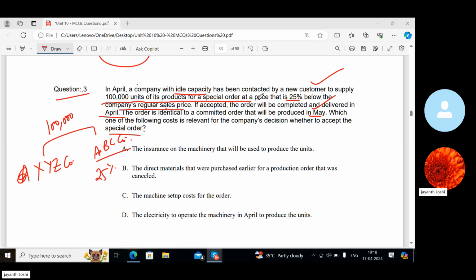So let's understand. See, insurance on machinery would not be relevant because this is a kind of committed cost. Whether you make an order or you don't make an order, insurance, however, you are going to pay. Every machinery that is purchased, for that insurance is already taken. So whether they are taking special orders or not, insurance, however, they are going to pay. This is not relevant.